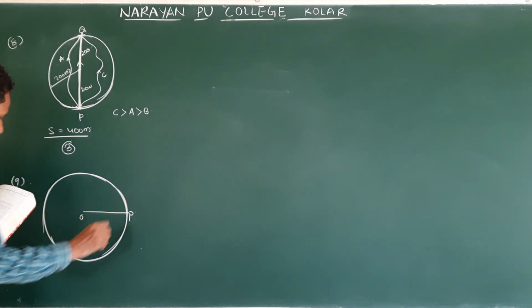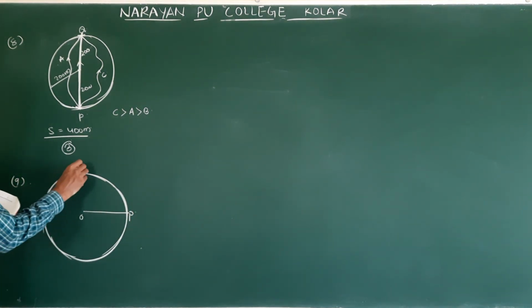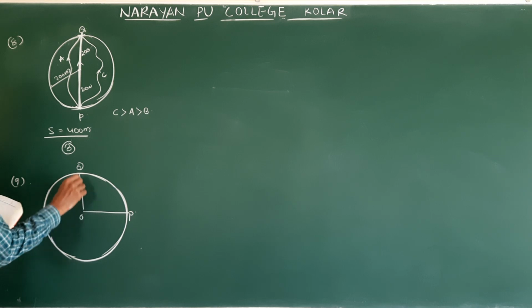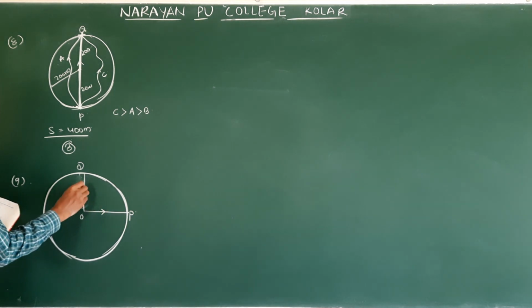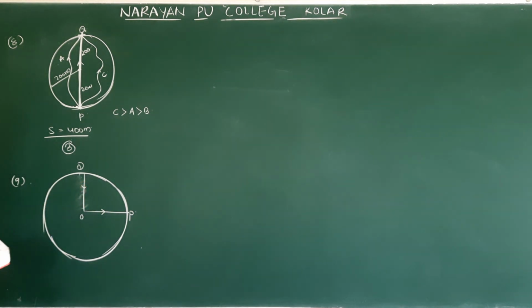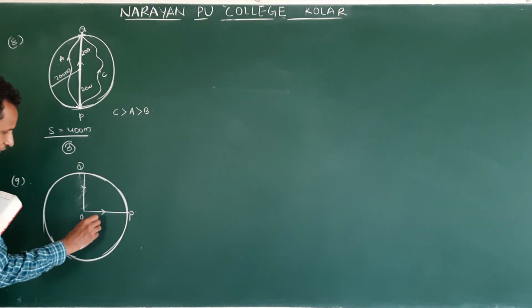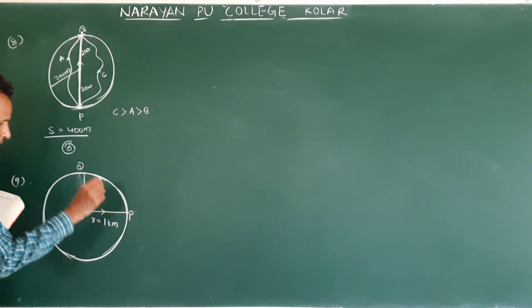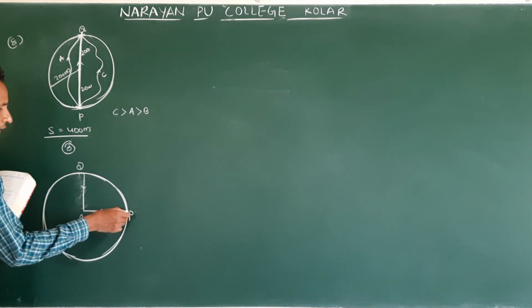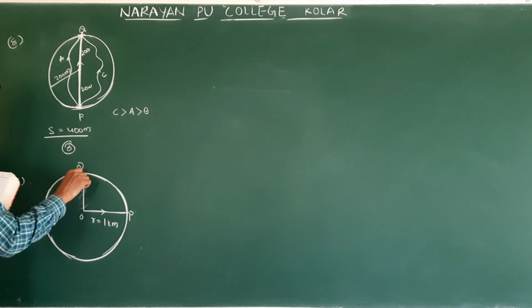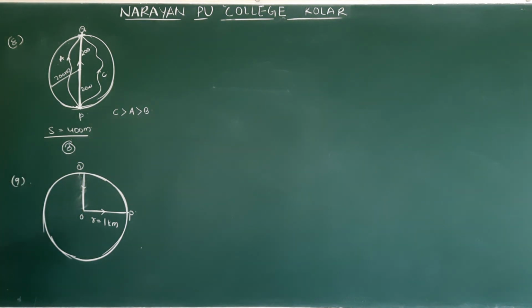O, P, next Q, so he is given arrow directions like this. What does it mean? The cyclist starts from O of a track of radius, and this radius is equal to 1 kilometer. He reaches the edge P. So he starts from here, moves to P, again moves to Q, and again comes to O, like this.